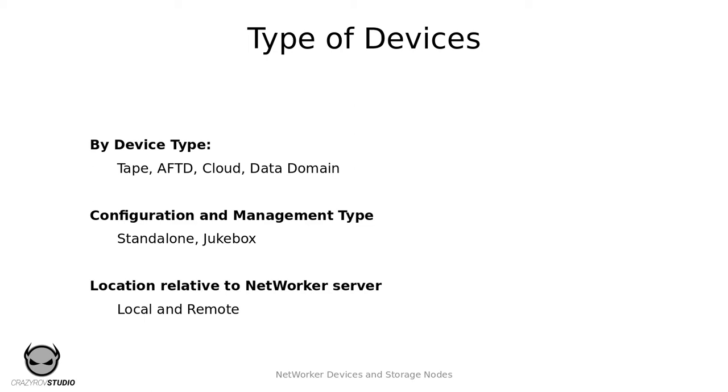Depending on the configuration and management type, we can classify the devices as standalone or as jukebox. A standalone device is one which does not have a robotic arm associated with it. So any mounting or unmounting of the device has to be done manually. A very basic example for this is a standalone tape drive.